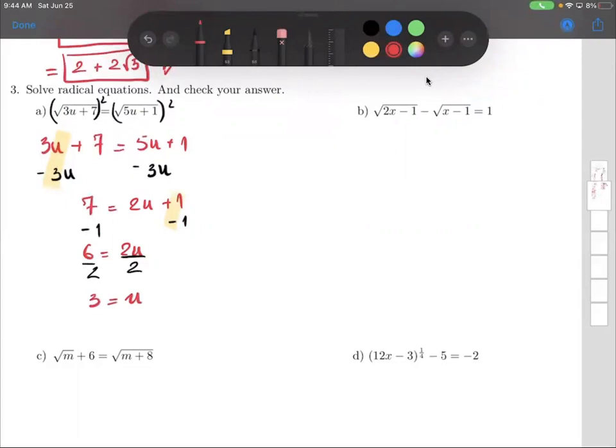And then you check. You plug in 3 for u. So let's see. 3 times 3 is 9 plus 7 is 16. So square root of 16 is 4. And then 3 times 5 is 15 plus 1 is 16. Also square root of 16, which is 4. Right, so checked.